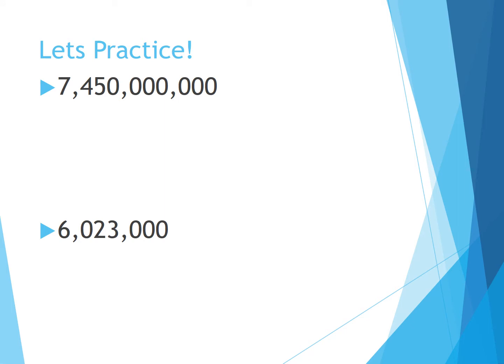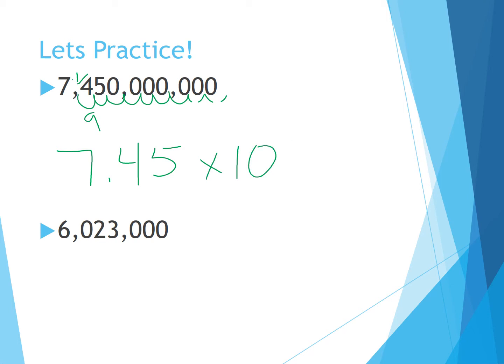So let's practice that. For the first one, we only want one number in front of the decimal point, so we're going to end up between that 7 and the 4. And we're going to count 1, 2, 3, 4, 5, 6, 7, 8, 9. So the answer is going to be 7.45 times 10 to the 9th.